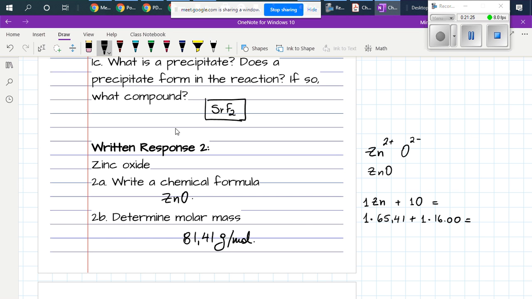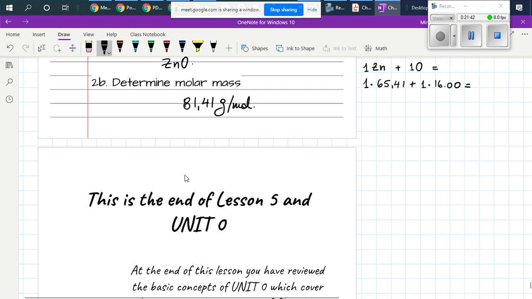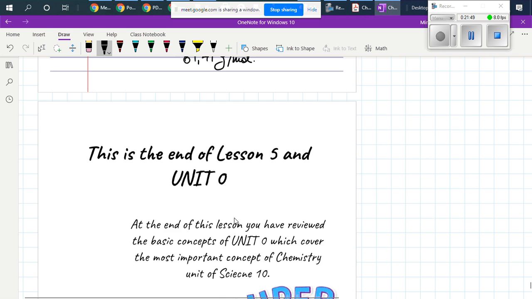What is the meaning of it? It is that if you have 81.41 grams, then you have 1 mole of zinc oxide, and if you have 1 mole of zinc oxide, then you have 81.41 grams. Okay, so this is the end of lesson 5 and the end of the review from Science 10.